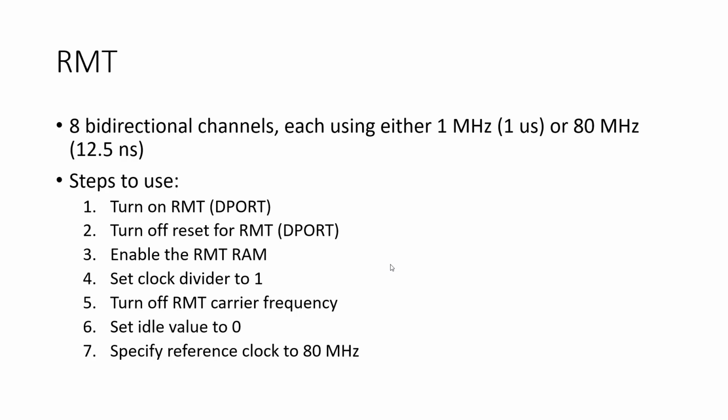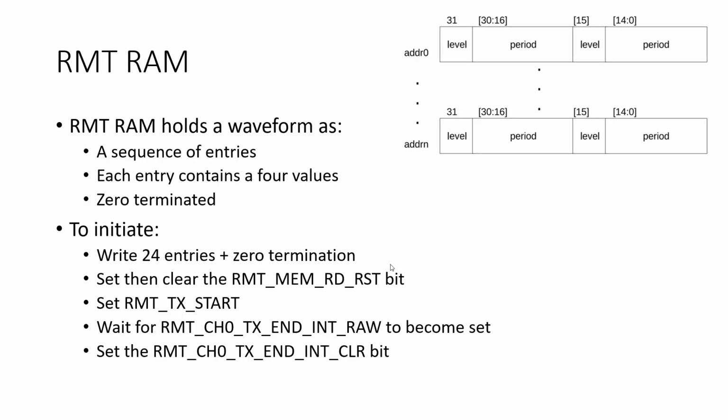Okay, so this is done once. So you guys should have a routine called setup RMT that does this that you'll call once, okay? Then you need another routine that will actually change the value of the LEDs. So what does that actually involve?